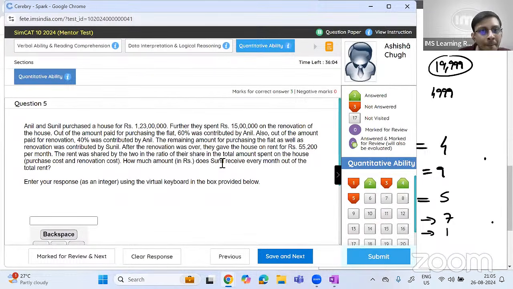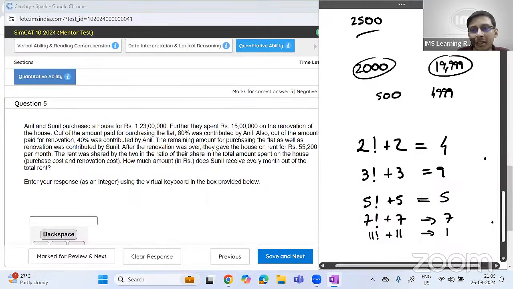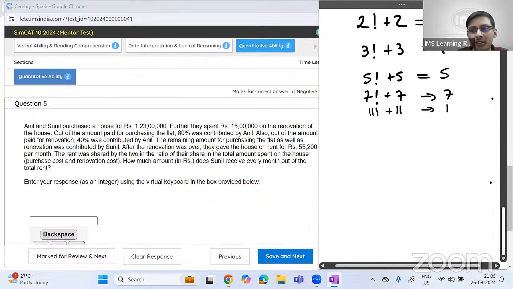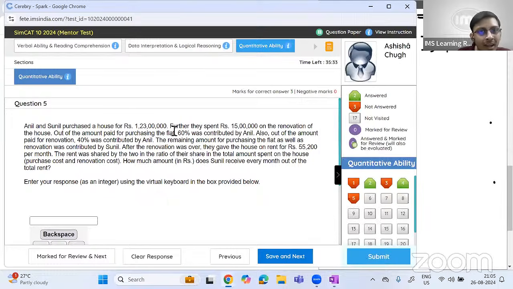Okay, pretty simple. Anil and Sunil purchased a house for this much and spent this much on renovation. For purchasing the flat, 60% was contributed by Anil; for renovation, 40% by Anil, and the remaining amount by Sunil. After it was over, they gave the house on rent for this much, and the rent was shared. Okay, I know what to do. This is a simple one, but I think the calculation part might take a bit of time. Anyway, I'll do it because I have a clear idea of what to do.